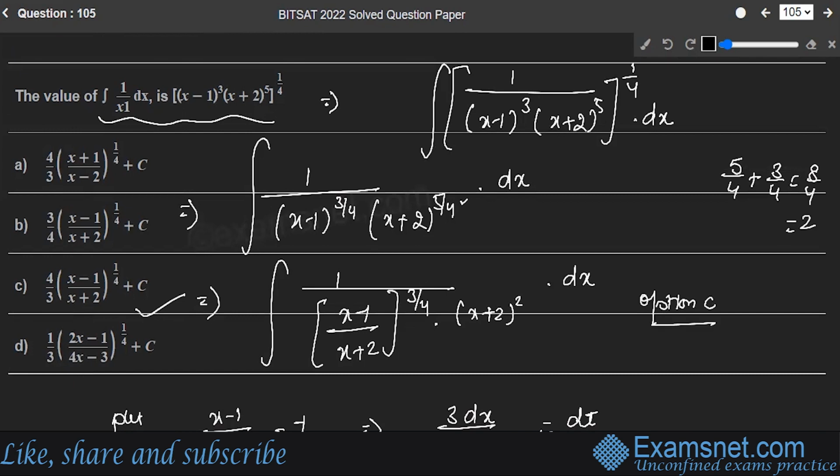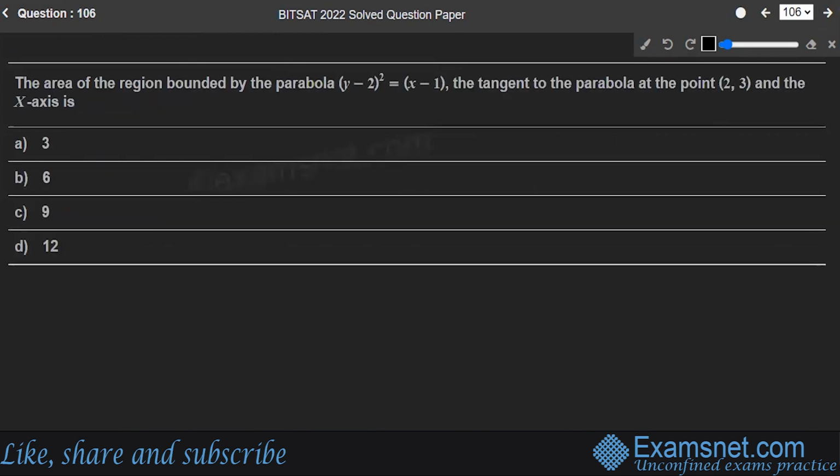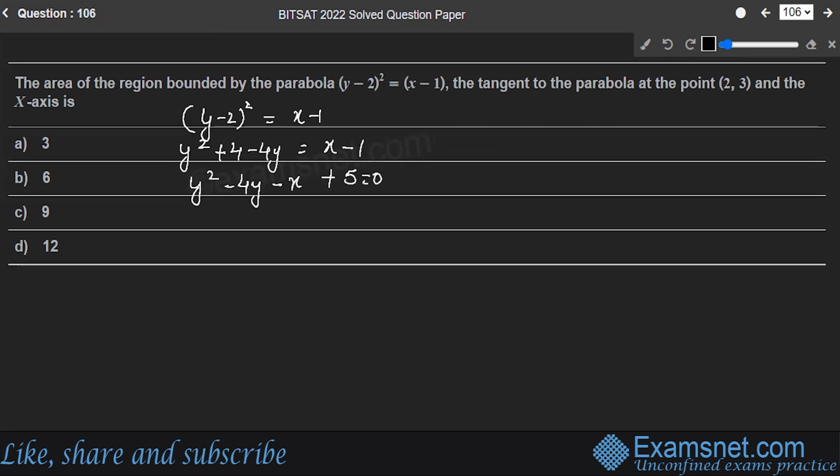Hope you understood this. Next is question number 106. The area of the region bounded by this parabola, the tangent to the parabola at the point 2, 3 and the x-axis is. Fine. So let's see equation of the parabola. y minus 2 whole square is equal to x minus 1, or you have y square plus 4 minus 4y is equal to x minus 1, or you have y square minus 4y minus x plus 5 is equal to 0. This is the equation of the parabola.